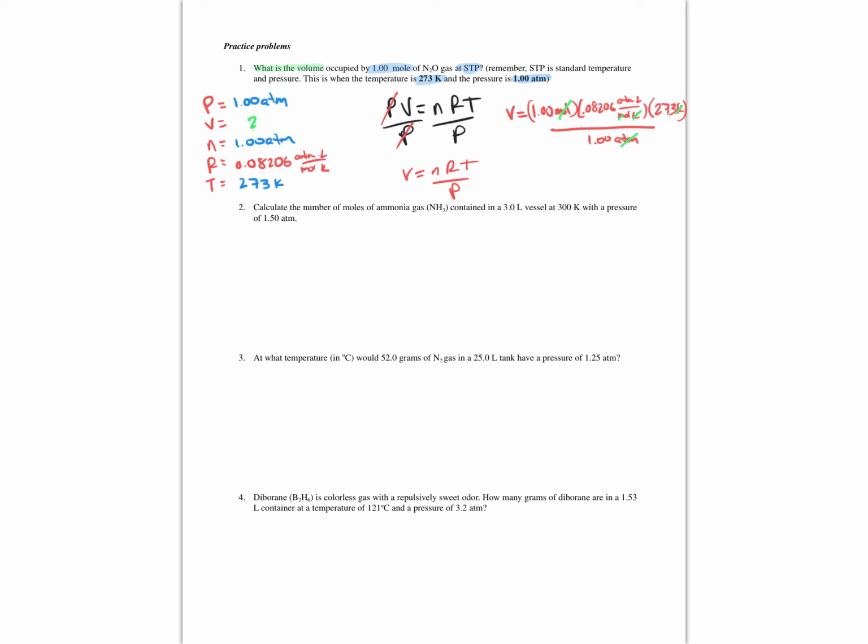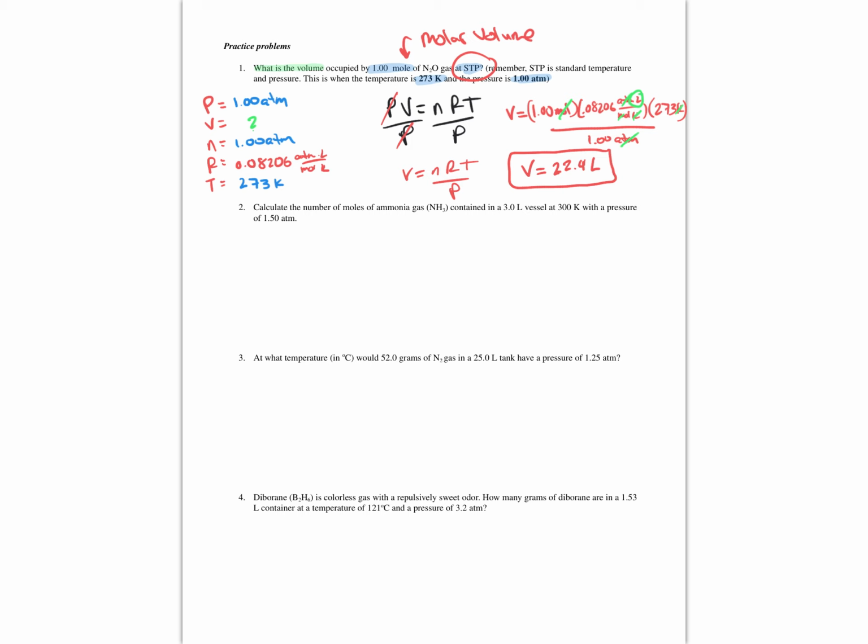My unit of pressure cancels out from the pressure in the denominator and the pressure in R. And I'm left with just the unit of liters, which is a volume. I'll end with 22.4 liters, which maybe you already knew because this is the molar volume of a gas, because we are asking for the volume of 1 mole of gas at STP.